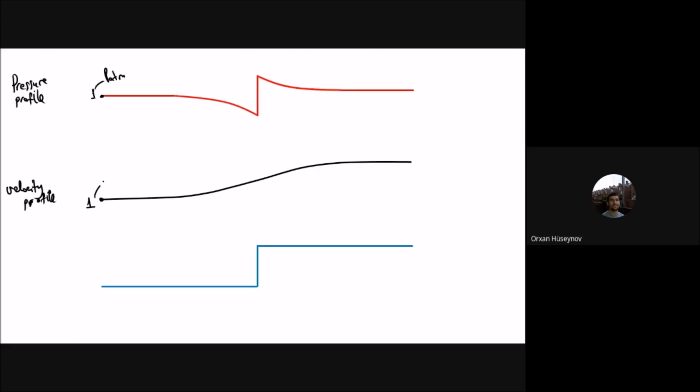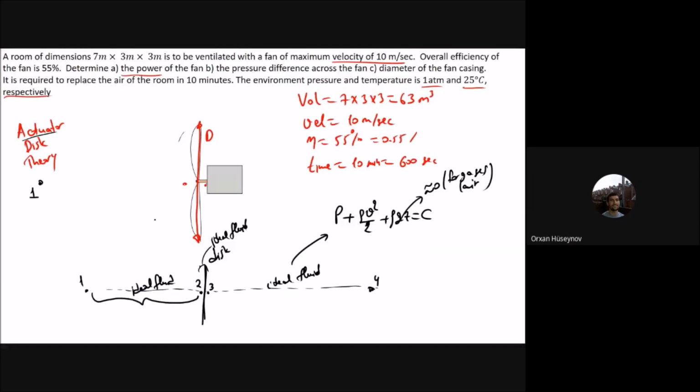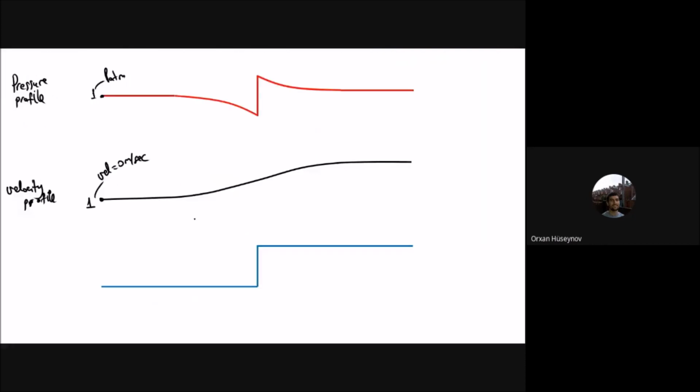And here, the velocity at point 1 is 0 meters per second. Therefore, this one is 1 atm and this one is 0 meters per second. And as you get close to the fan, the velocity increases because the fan imparts work on the fluid. Here, the velocity increases.